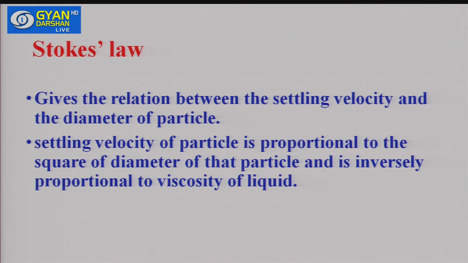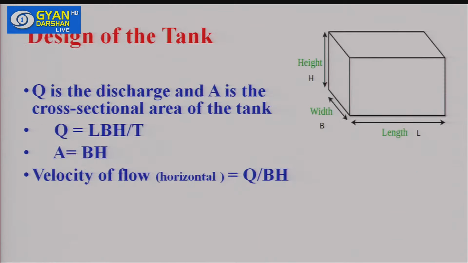Means larger the diameter, settling velocity will be more, and if the viscosity of the liquid is higher, then settling velocity will be less, because here the relationship with the viscosity is inversely proportional. So that way the reverse thing happens basically. Now, how are these sedimentation tanks designed basically?